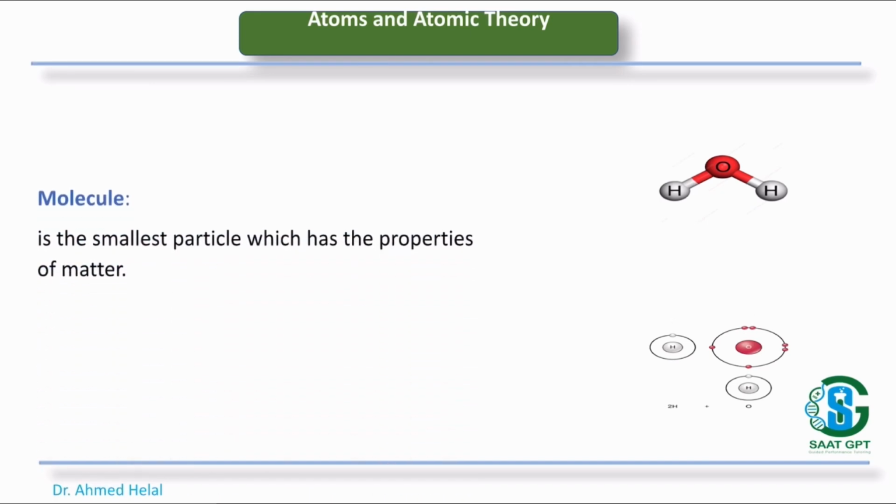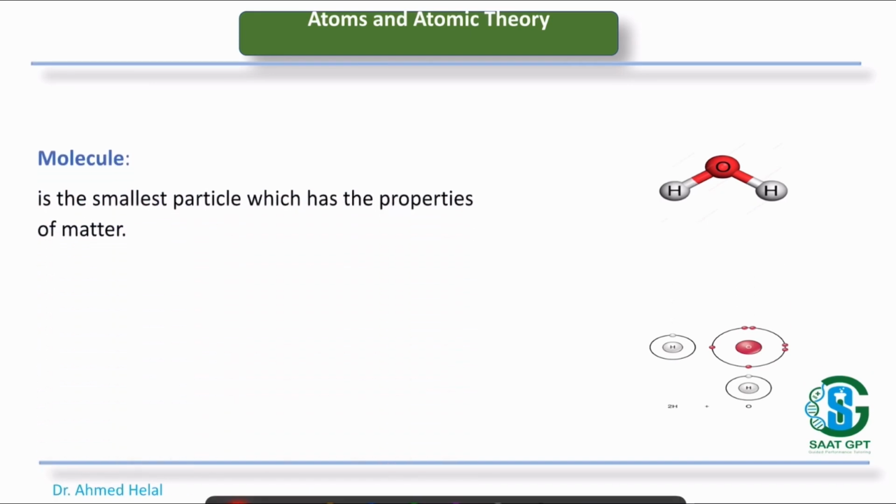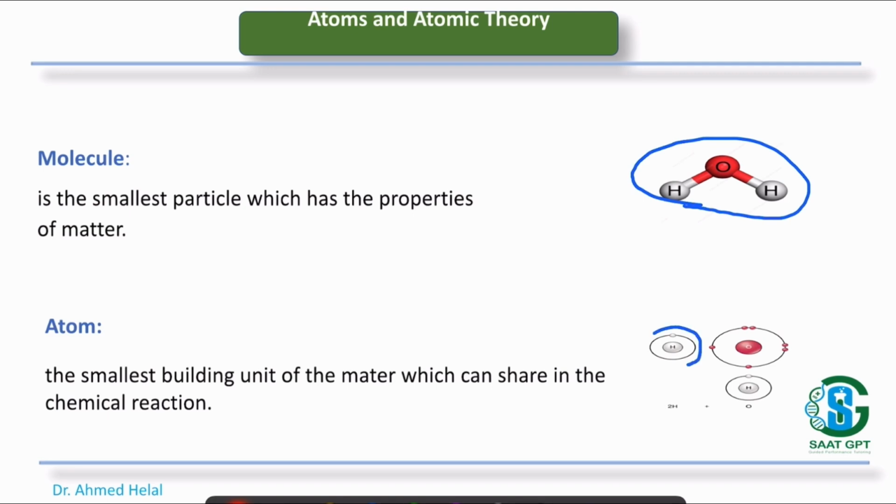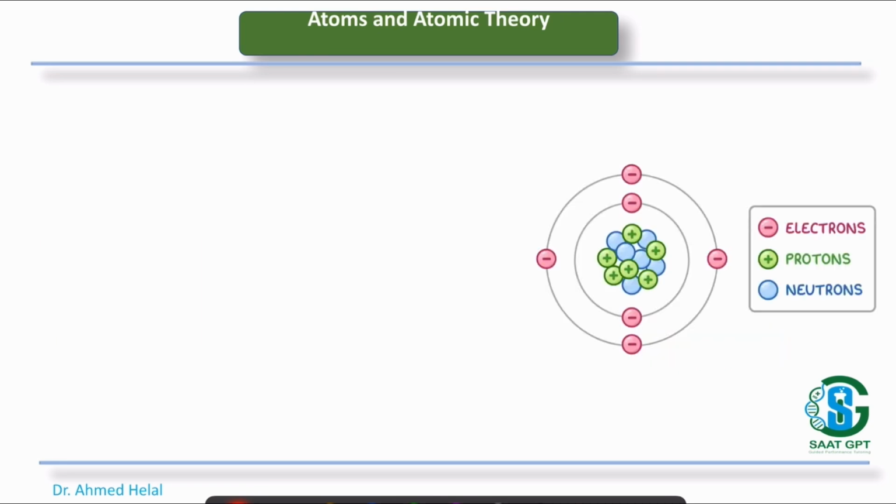Based on that, we can say that the molecule is the smallest particle which has the properties of matter. The smallest particle which is considered as water is H2O. It consists of 3 atoms, 2 hydrogen atoms and an oxygen atom. Thus, the atom is the smallest building unit which can share in a chemical reaction. After that, we are gonna study the atomic structure.